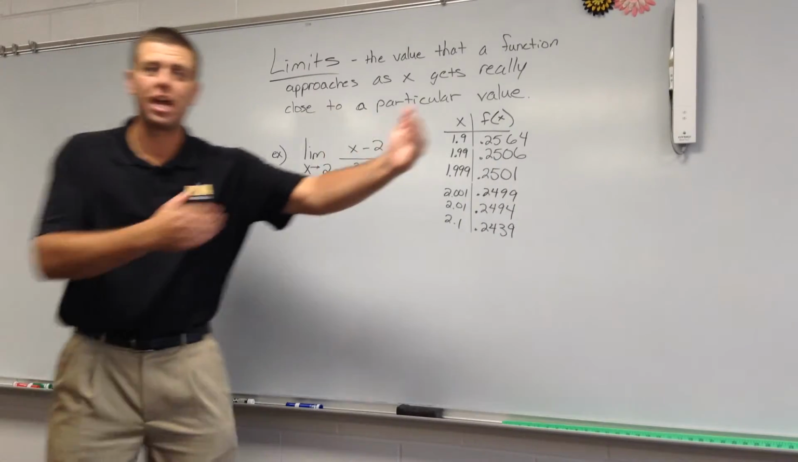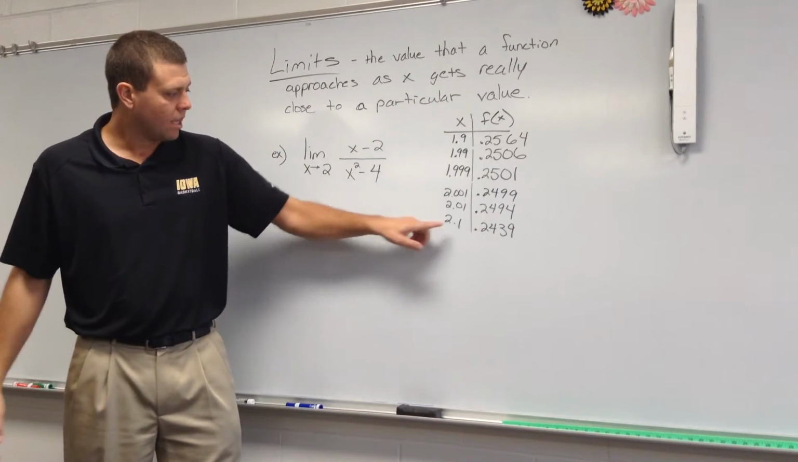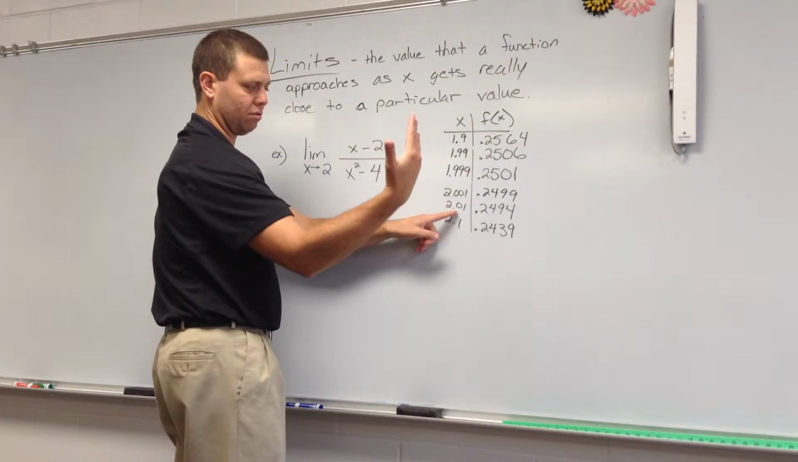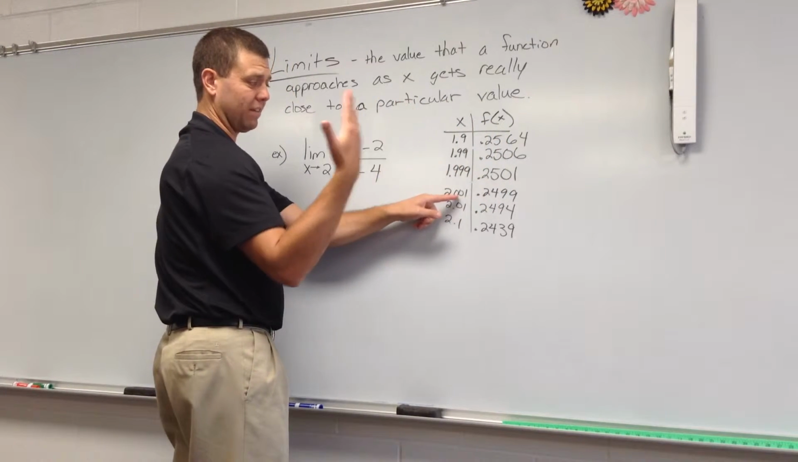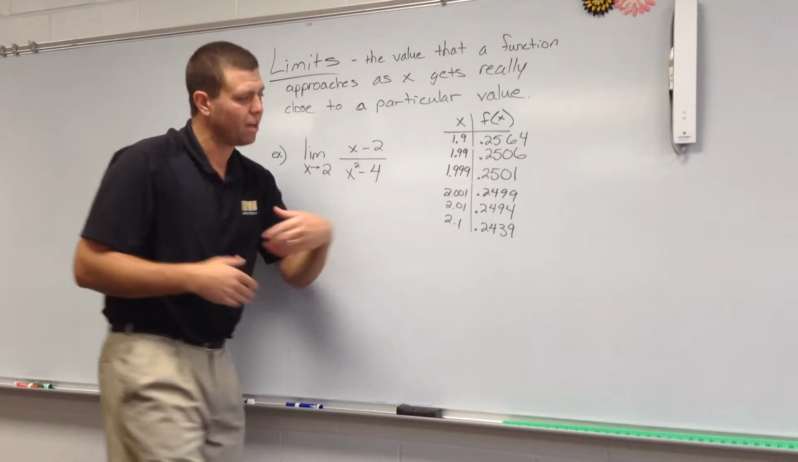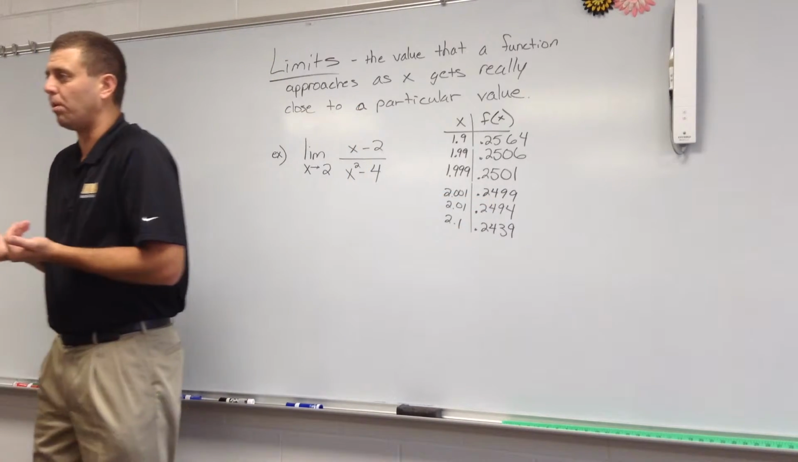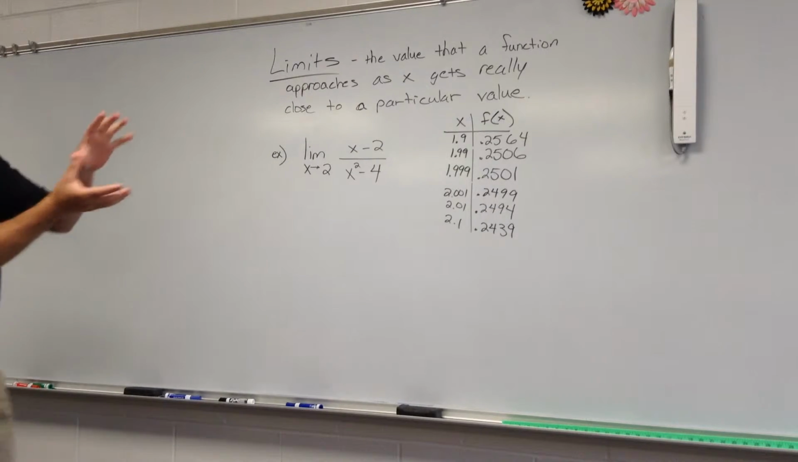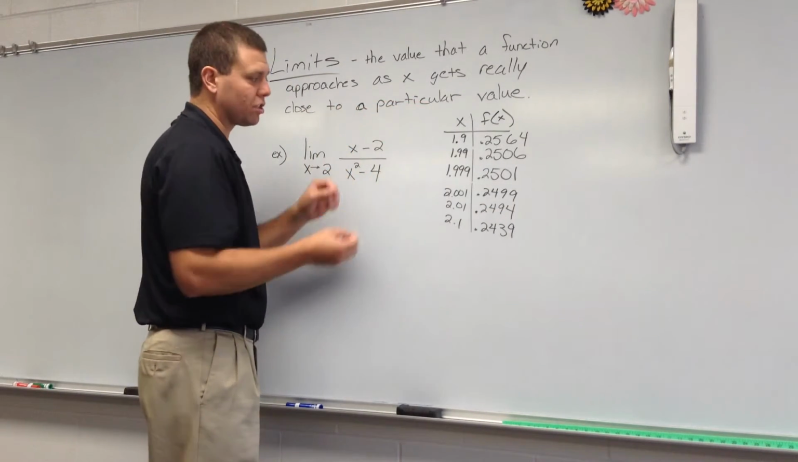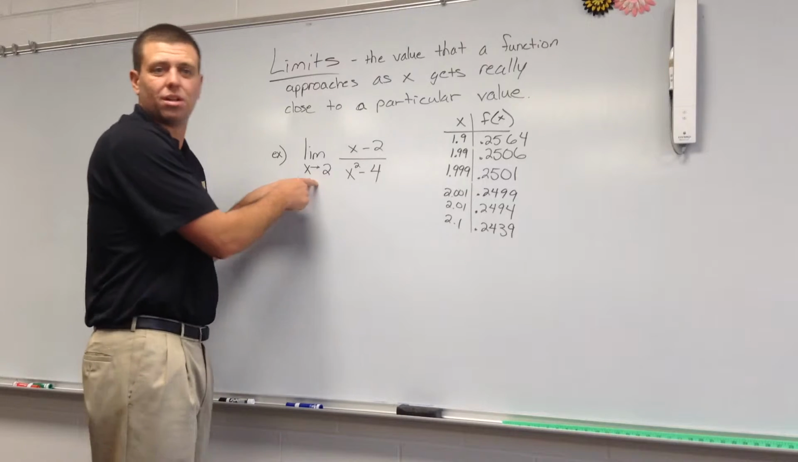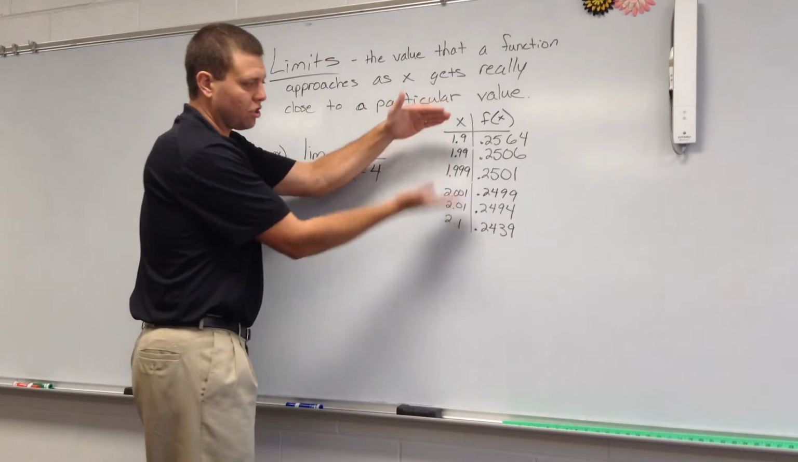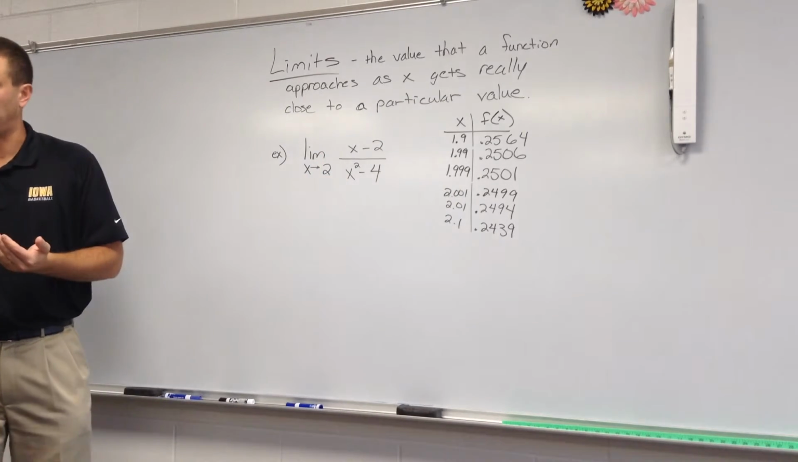Okay? Well, let's look at it from the right. At 2.1, I was at 0.24. Then I got a little closer to 2, I got right here. Then I got even closer to 2, and I got right here. Does it look like that also is approaching 0.25? Yes. Based on our table of values, as we get really, really close to 2, the limit, or the value of the function, is approaching 0.25.